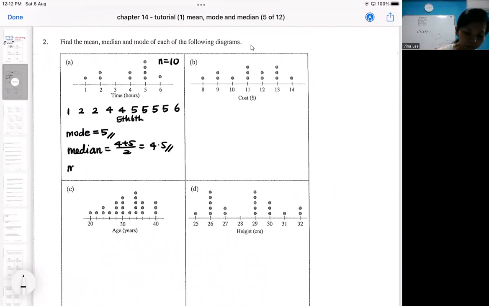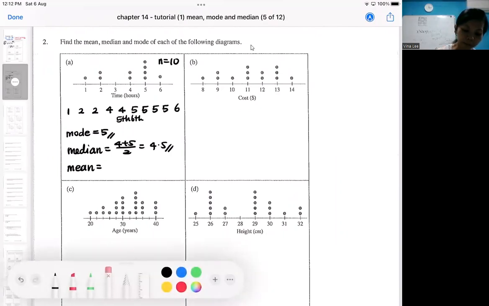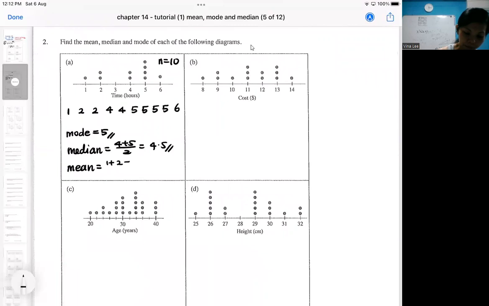For the mean, again, you've got to add up everything. Add up super carefully. Then you divide by 10. In this case, I got 39 over 10, which is 3.9. So that is the idea. They already arranged it for you.